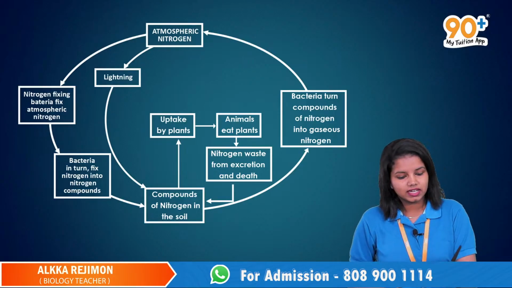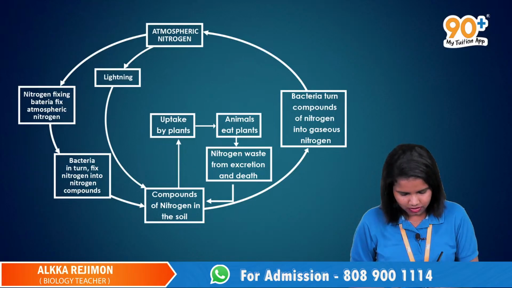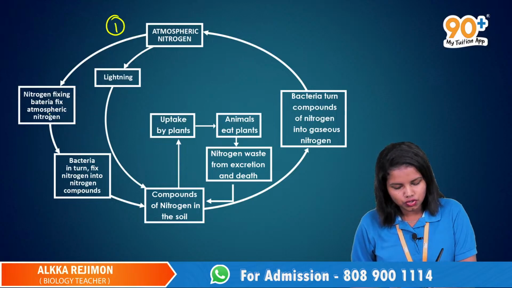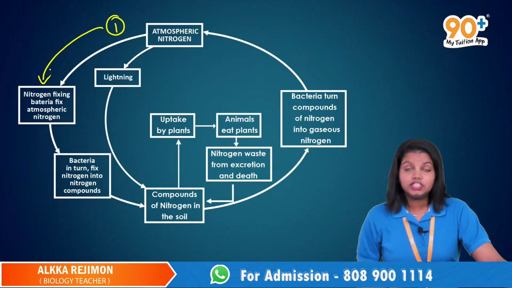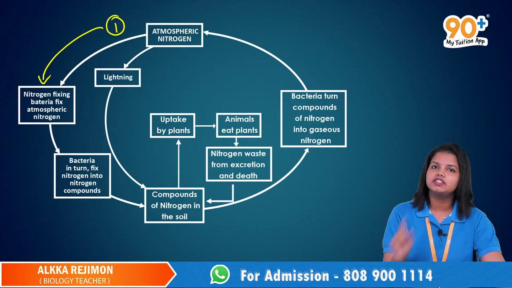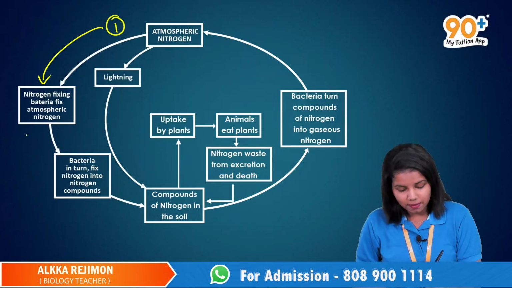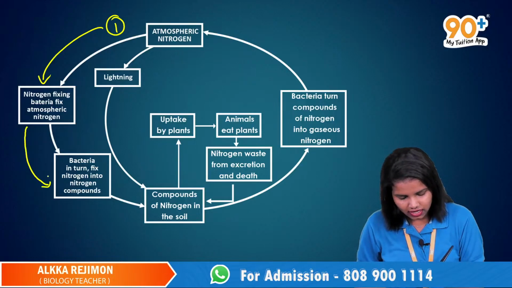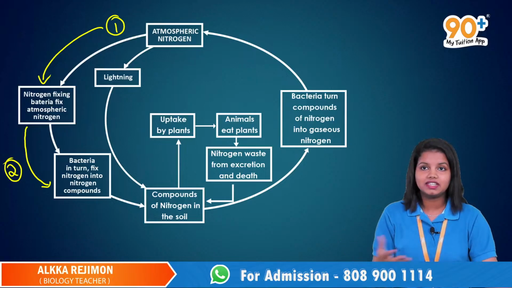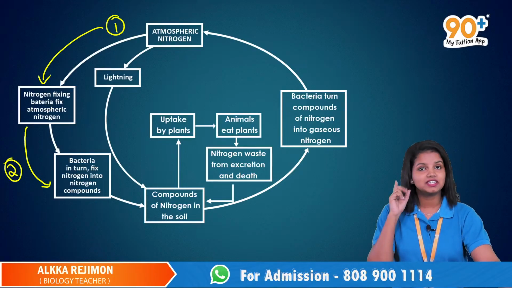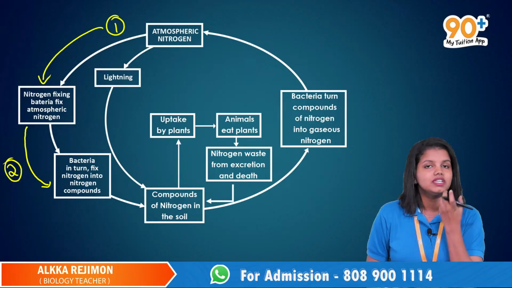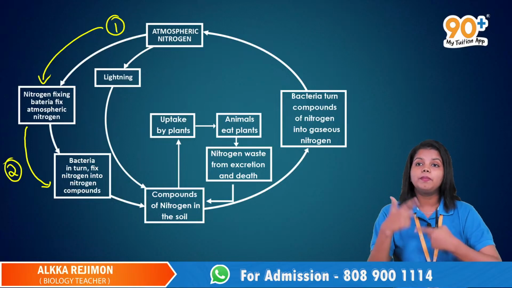What is it? The conversion of atmospheric nitrogen into ammonia. That's the first step: fixing of nitrogen. In the second step, this ammonia is converted into several compounds. What compounds? Nitrates, nitrites, ammonium ions, etc. That's the second step. In the third step, these fixed nitrogenous compounds are taken up by the plants and animals.